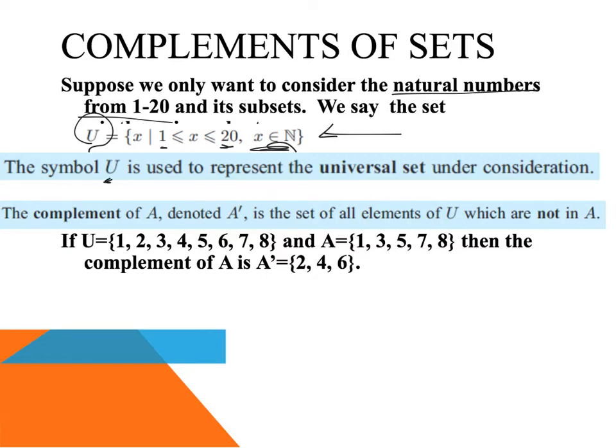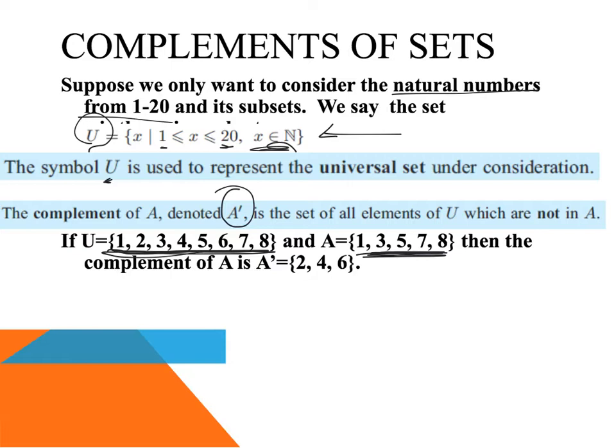set. So then the complement of A, and we write that like A prime with a little apostrophe, is the set of all elements of U that are not in A. So if we take a smaller universal set now, so instead of saying the natural numbers from 1 through 20, we're saying U is the natural numbers from 1 through 8. And we're going to say that A is 1, 3, 5, 7, and 8.